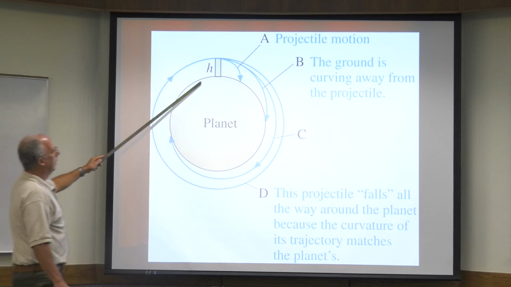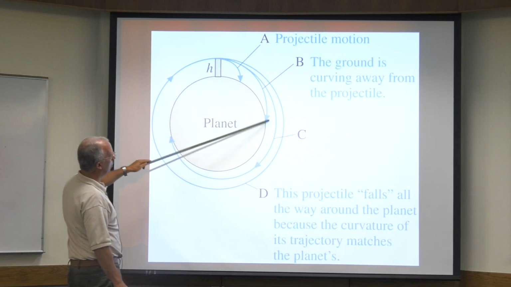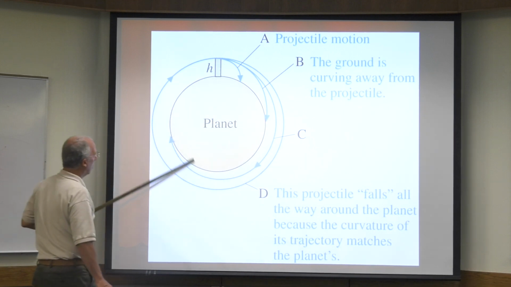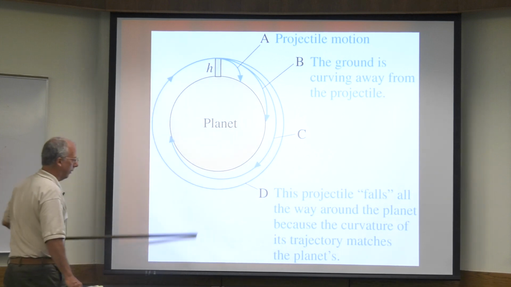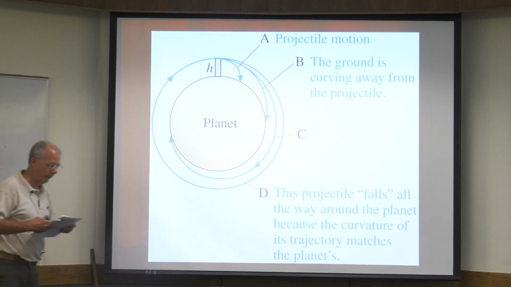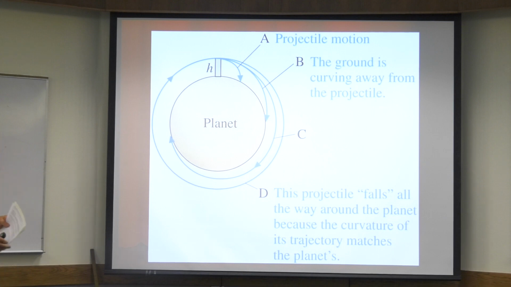A would be too slow, B would be too slow, C would be too slow, D has just the right speed. So it goes completely around the Earth. All right, so let's say you're hired by a satellite company to figure out the speed. How would you do it?